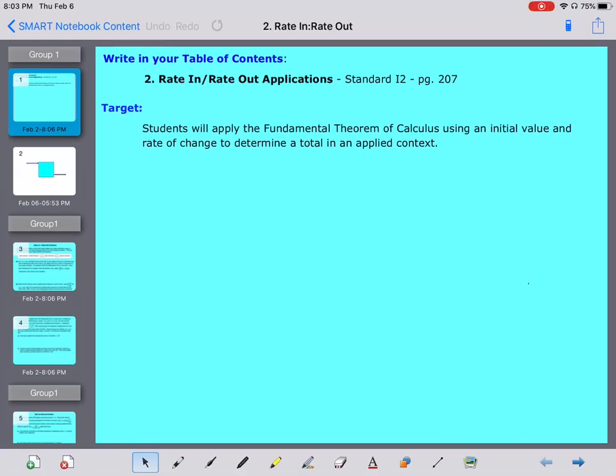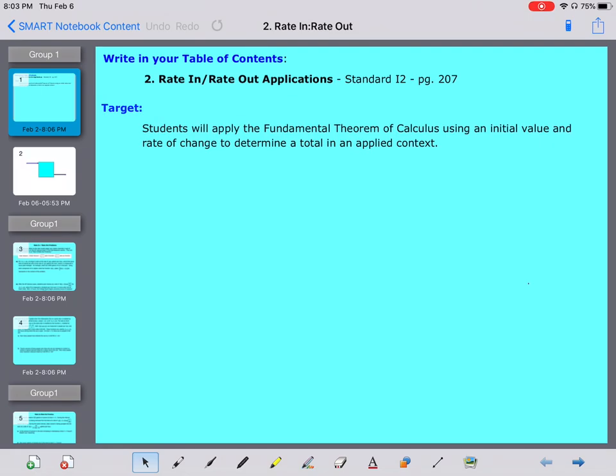In this video, we're going to talk about what we call rate in, rate out problems or applications of integration. Adding on to our applications of integration that we've been talking about for the last couple days, our standard is I2. We're on page 207. The target is students will apply the fundamental theorem of calculus using an initial value and a rate of change to determine a total in an applied context.